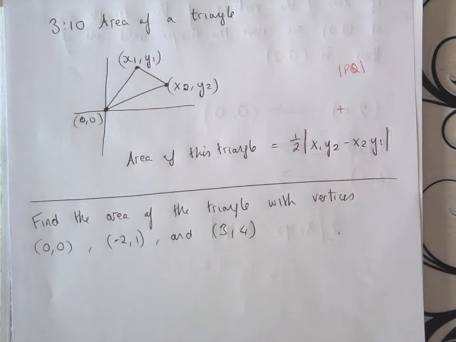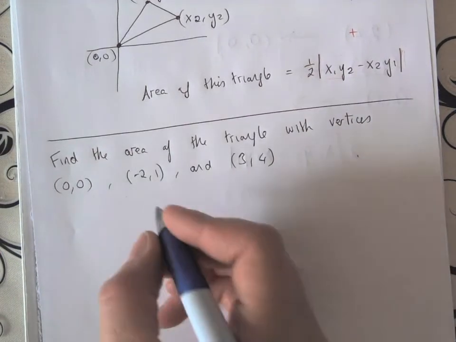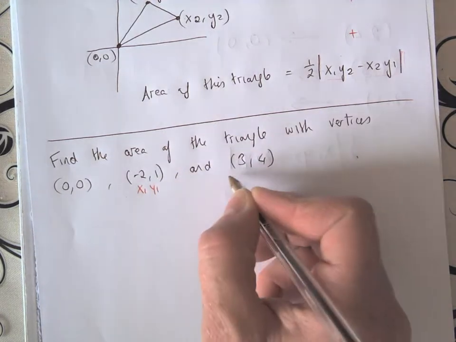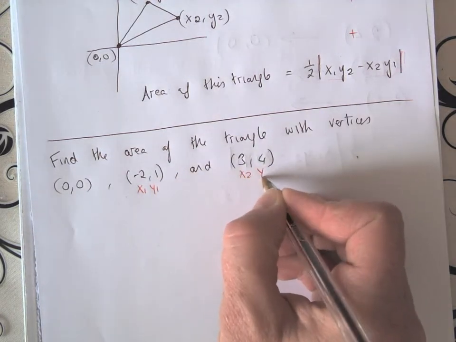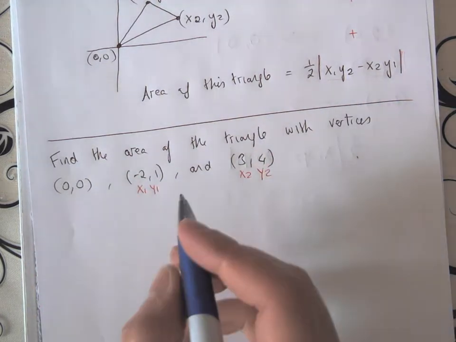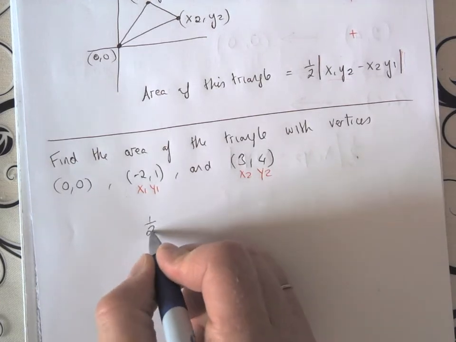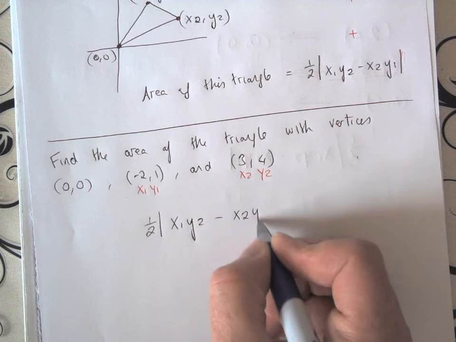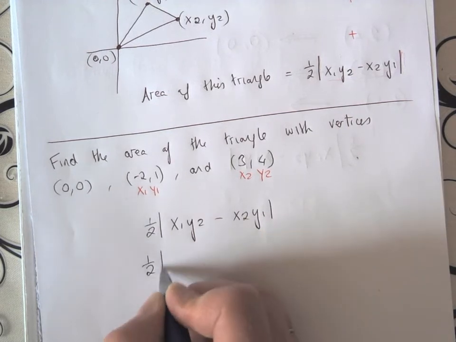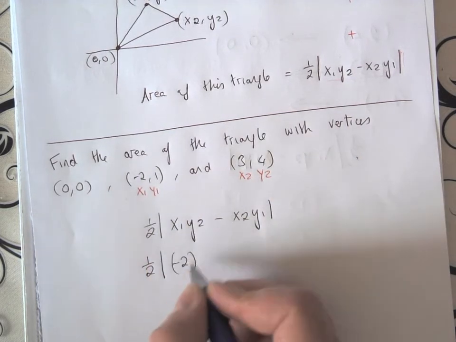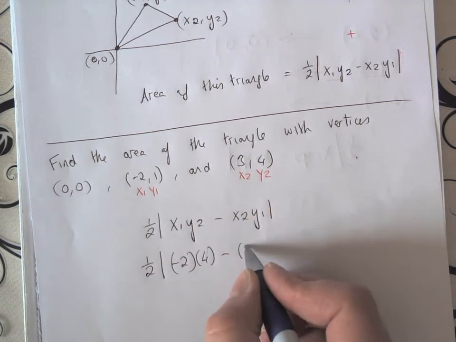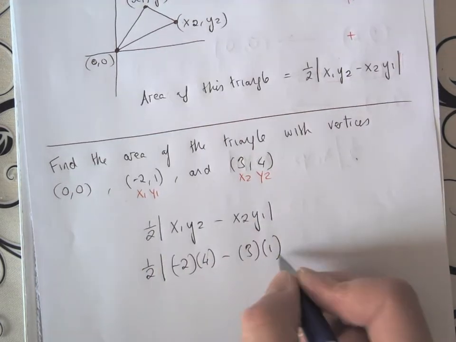Now, if one of the points is on 0, 0, it's all very straightforward. It's just applying the formula. So this is my x1, y1. This is my x2, y2. My 0, 0 doesn't come into it, okay? So the formula is a half x1, y2 minus x2, y1. So a half, x1 is minus 2, y2 is 4, minus x2, which is 3, y1, which is 1.